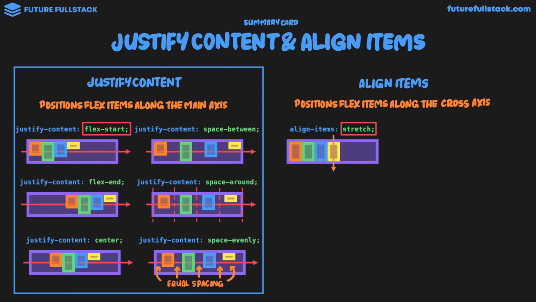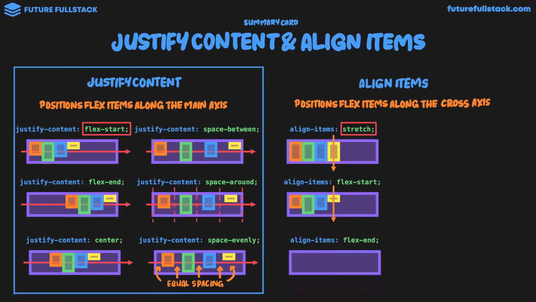The next value was flex start. We have our flex container, our main axis running left to right, our cross axis running top to bottom, and our flex items are now positioned at the start of the cross axis, that is, at the top. The next value was flex end. We have our container, our main axis left to right, our cross axis top to bottom, which means that our flex items are now positioned at the end of the cross axis, that is, at the bottom.